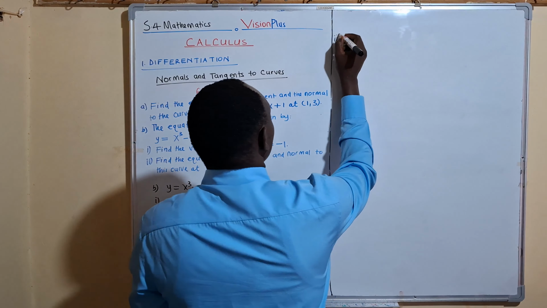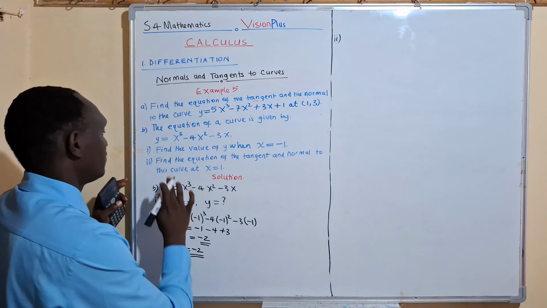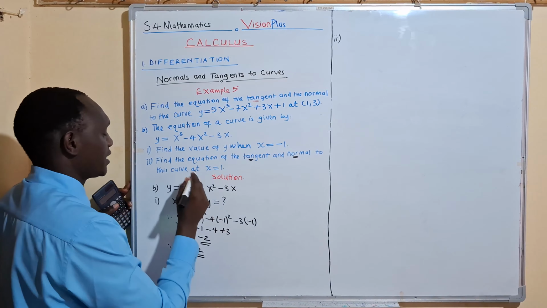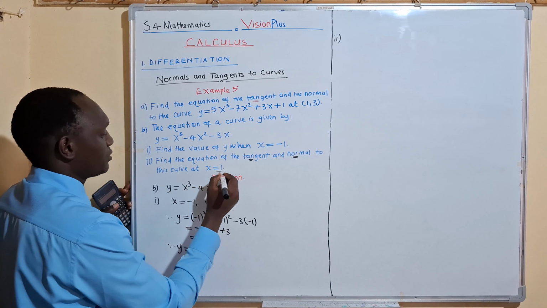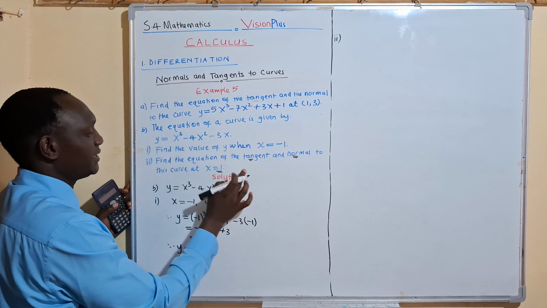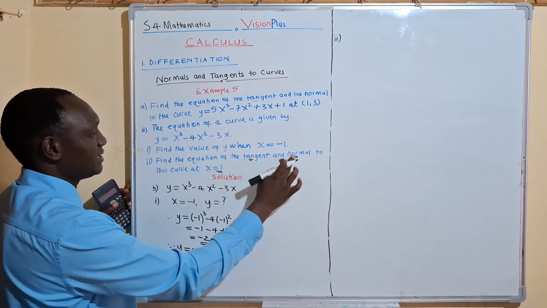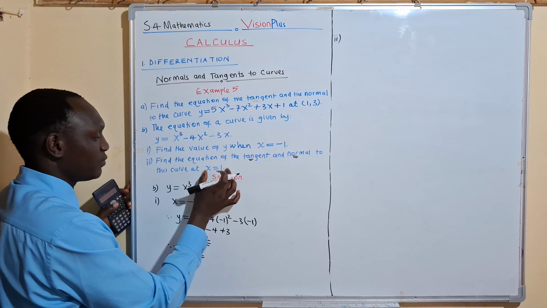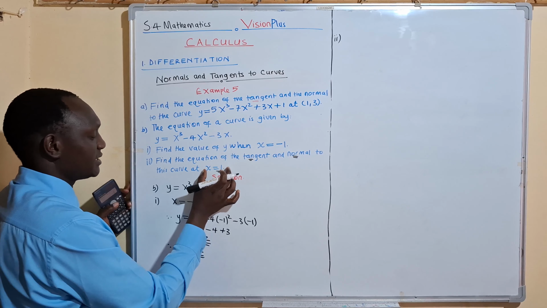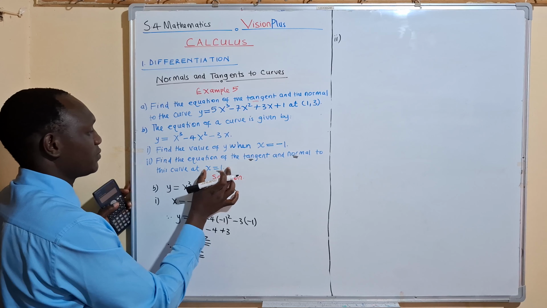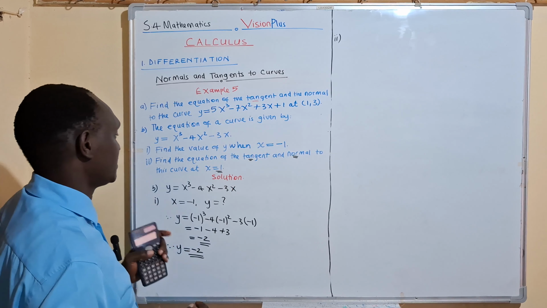Now going to Roman 2. Roman 2 says find the equation of the tangent and the normal to the curve at x equals 1. So we are going to use the same curve to find the equation of the tangent and the equation of the normal. But at the point when x is 1, not 2, please. At the point when x is 1, this is our point of tangency.